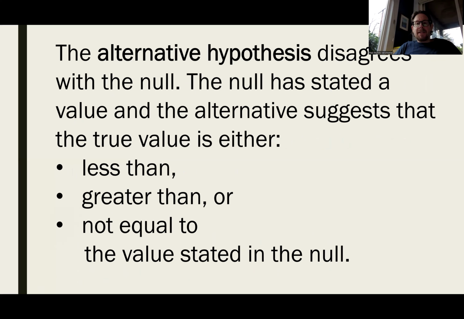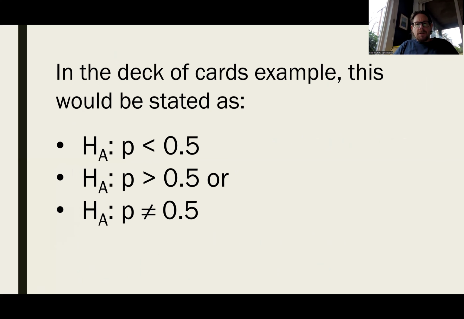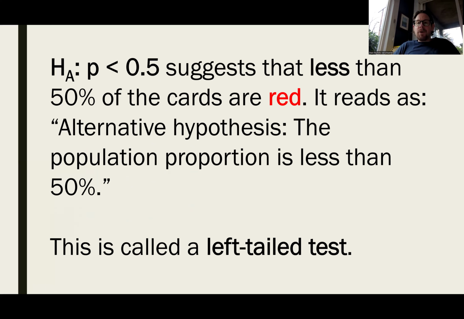The alternative hypothesis disagrees with the null. The null has stated a value, and the alternative suggests the true value is either less than, greater than, or not equal to the value stated in the null. So in the deck of cards example, we could see any of these three alternative hypotheses: p is less than 0.5, p is more than 0.5, or p is not equal to 0.5. p less than 0.5 would suggest that less than half of the cards are red. And these symbols would read: alternative hypothesis, the population proportion is less than 50%. That would be called a left-tailed test because you're looking at the left side, less than, of the distribution.